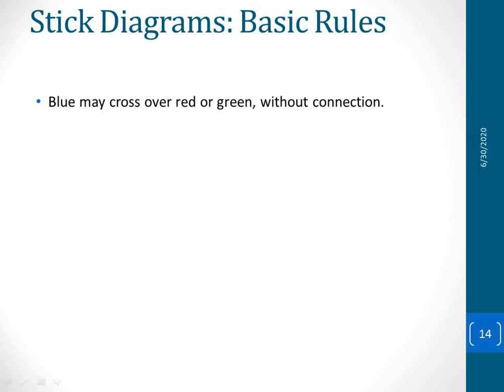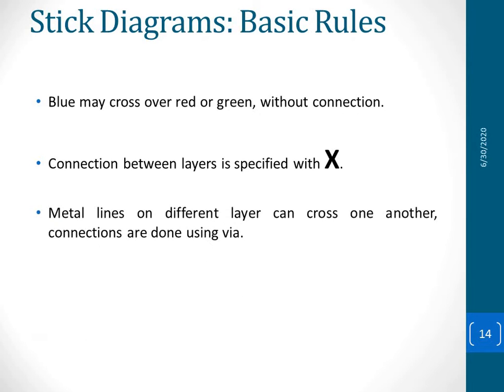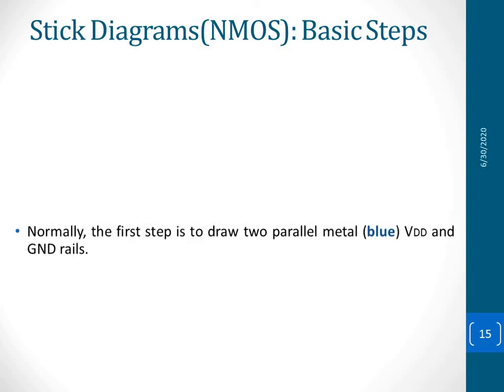Blue may cross over red or green without connection, and connection between layers is specified with a cross. Metal lines on different layers can cross one another. Connections are done using via.